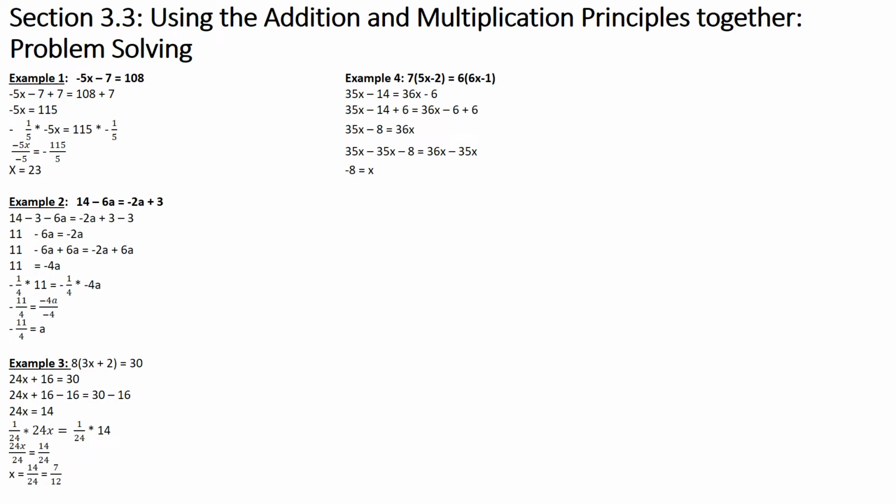Let's look at some of these problems here. Negative 5x minus 7 equals 108. I'm going to add 7 to both sides here, so I can just isolate that negative 5x. And that leaves me negative 5x equals 115. Now I multiply both sides by negative 1/5 right here to make negative 5x into an x. And negative 5x times negative 1/5 simply leaves x on the left, and then 115 times negative 1/5 is negative 115 over 5, which is negative 23.